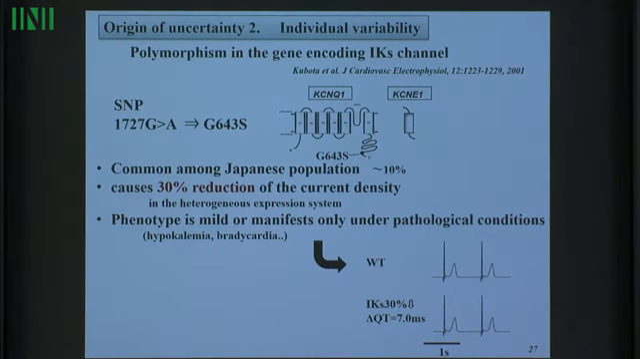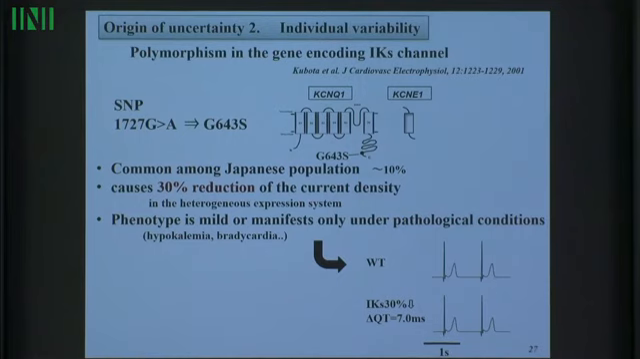Another example of variation uncertainty is genetic. It's not a drug side, it's the subject individual side. For instance, a single nucleotide polymorphism of the IKs channel. This one is fairly common among the Japanese population and causes a 30% reduction of the current density.